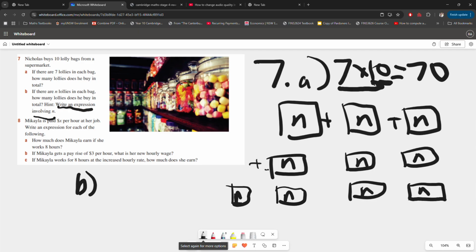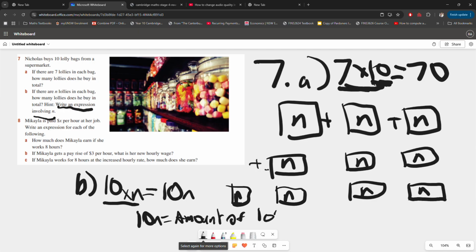So remember in the previous one, we times by 10 and by 7. But here it's 10 times n, because there are 10 of these, right? 1, 2, 3, 4, 5, 6, 7, 8, 9, 10. We don't know how much n is. If it's 8, it'd be 10 times 8. If it's 9, 10 times 9. If it's 7, like here, it would be 10 times 7. However, there's n, so we don't know what that is. So we're just going to write 10n. That's an expression to solve how many lollies. You can even say 10n equals the amount of lollies in the bags.